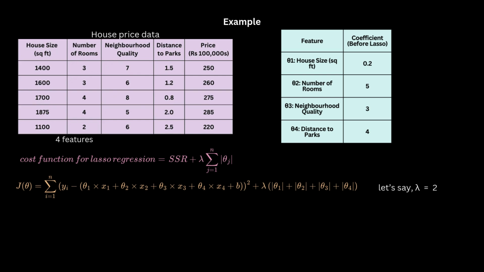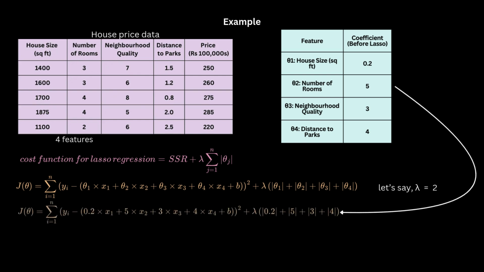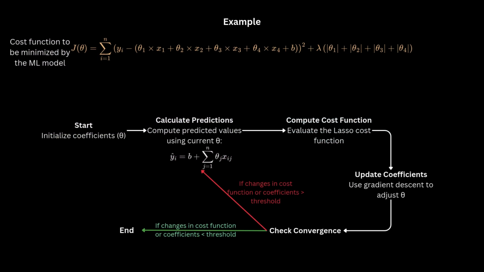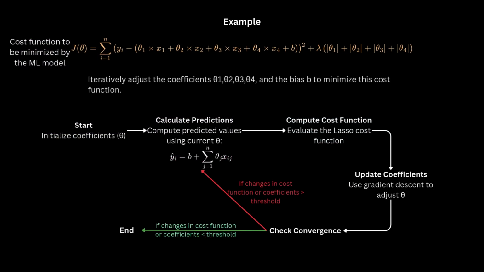And let's say we are using lambda of value 2. Now, the machine learning model's job is to minimize this entire equation. Initially, the coefficients start with some values, like the ones we fitted using the standard linear regression model. After fitting these values, we have this equation. But our model will adjust the coefficients and bias term iteratively to reduce the value of this equation.